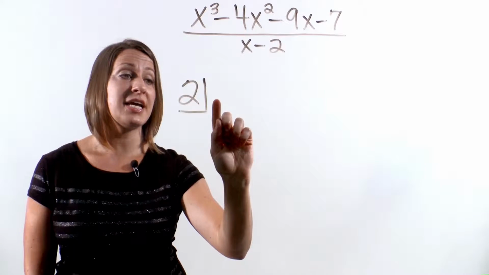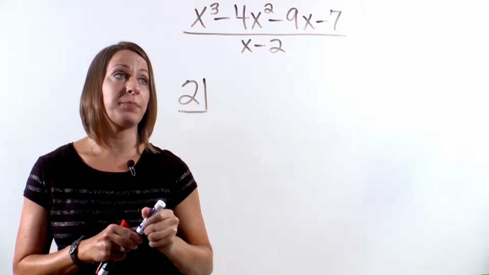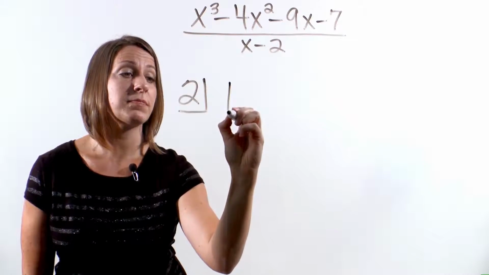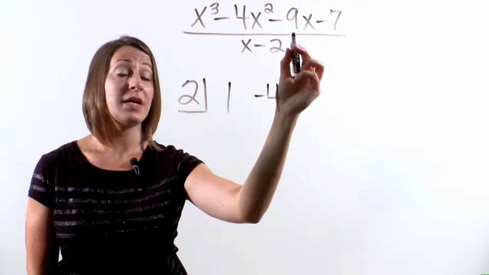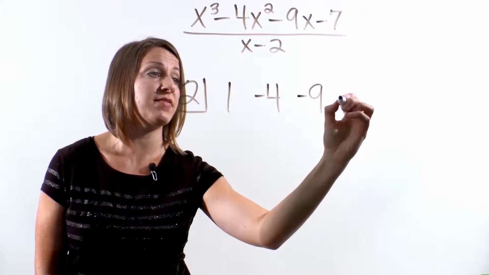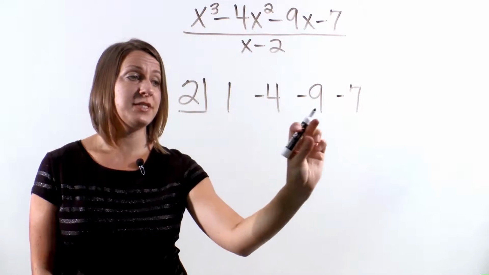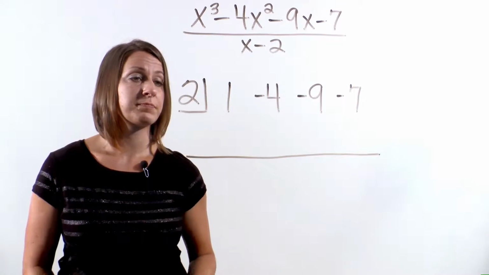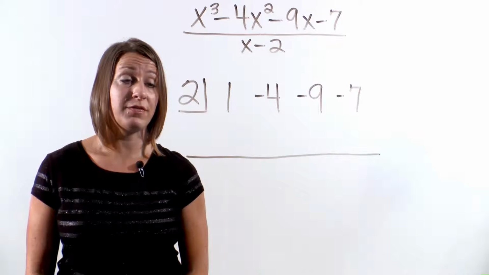Next, we're going to list out the coefficients straight across in order. We have the coefficient of 1, then we have a negative 4, negative 9, and a negative 7. I want you to skip a space and then draw a straight line. Now that we have the problem set up, we're ready to start solving.